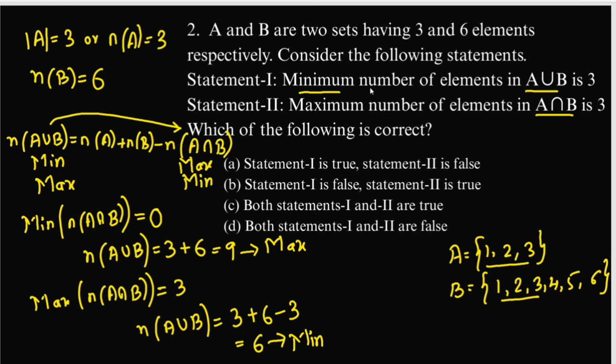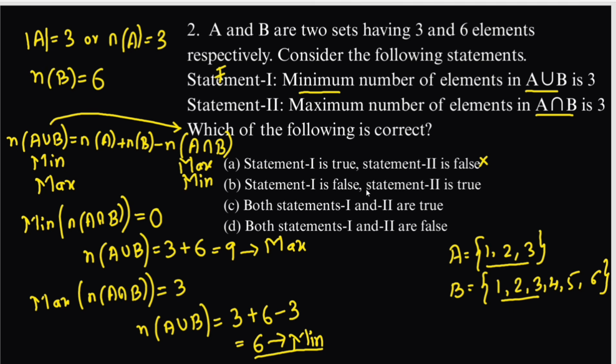So what was my first statement? The minimum number of elements in A union B is 3. But what we have got is a minimum of 6. So statement 1 is a false statement. So here you can see in option A, statement 1 is said to be true, so this is false. So we decline this option.